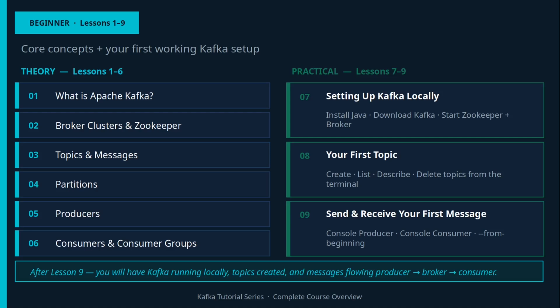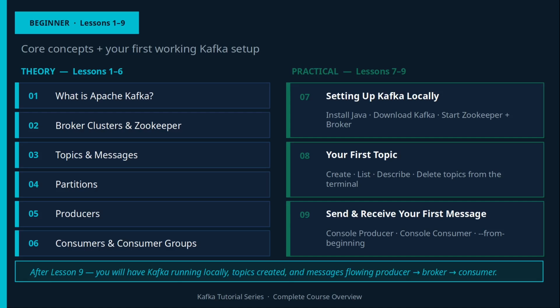Lesson 5 covers producers, how data gets into Kafka. And Lesson 6 covers consumers and consumer groups, how data gets read back out. Then the practical lessons 7, 8, and 9 put everything to work on your actual machine. Lesson 7 is setting up Kafka locally. You install Java, download Kafka, and get Zookeeper and the broker running in 2 terminal tabs.